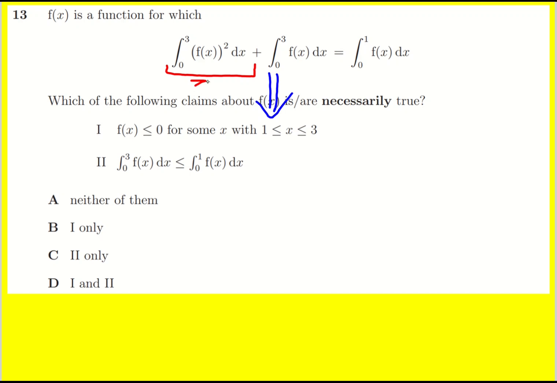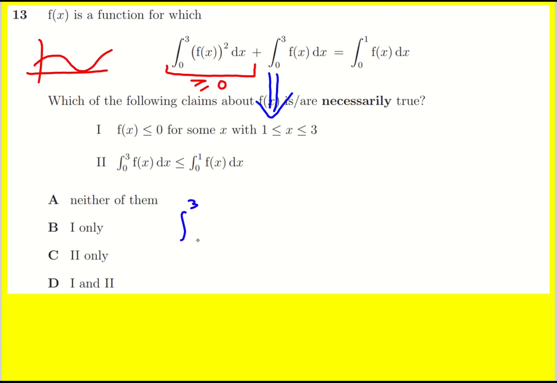this integral must be greater or equal to 0. I'm squaring a function, so it's going to be positive or 0, and then I'm integrating it. I could never get anything below the axis, because it would look like this. At worst, it would go down to 0, then back up. It can't be negative. So let's use that.